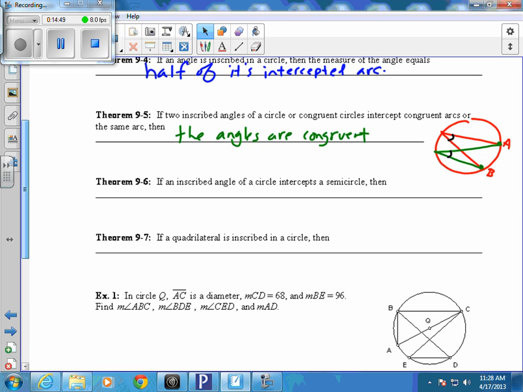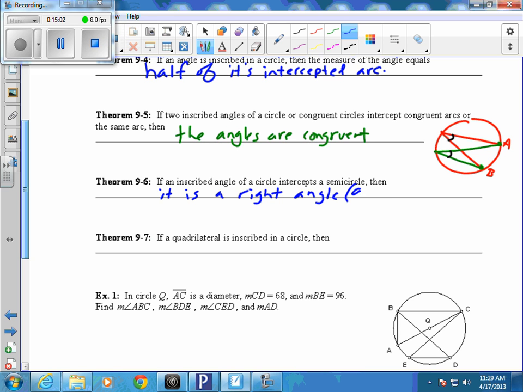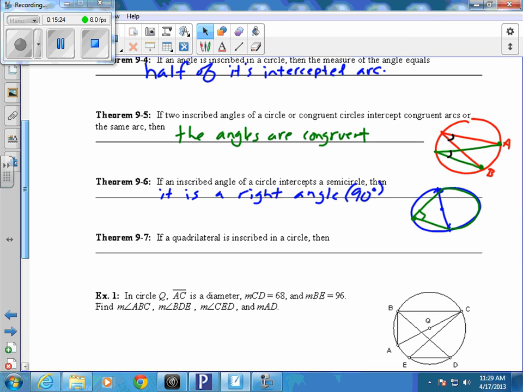Okay, if an inscribed angle of a circle intercepts a semicircle, well, half of a semicircle would be 90 degrees. So then it is a right angle. A picture of this would be something like this. If you know that you have a diameter going through the middle, and let's say you have an inscribed angle that intercepts the endpoints of a diameter, which means it's a semicircle. Its intercepted arc is a semicircle. This would be half of 180 or 90.